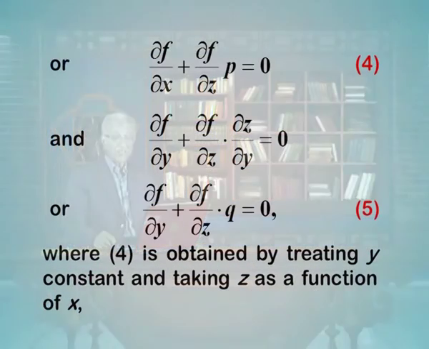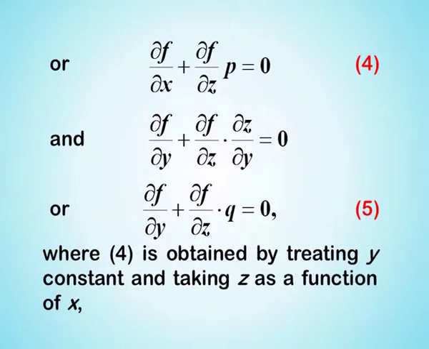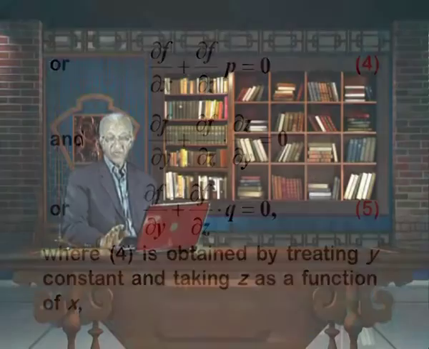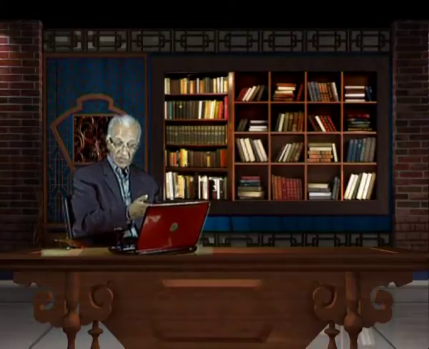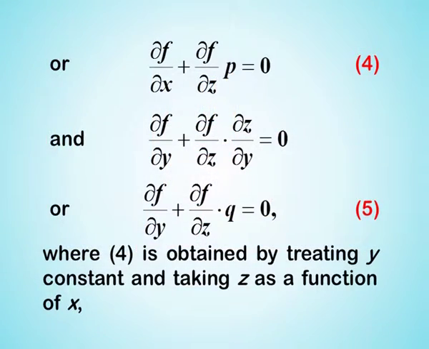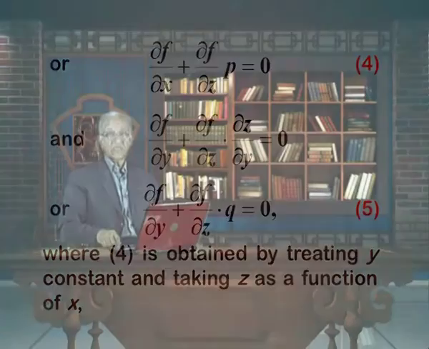Q is ∂z/∂y, meaning thereby what we have differentiated, where 4 is obtained by treating y as a constant and taking z as a function of x. Very important to note these two lines. From equation number 3 that we have obtained, 4 is obtained by treating y as a constant and taking z as a function of x. Remember, we do not take z as a constant as well. We will have to take z as a function of x. So, it becomes ∂z/∂x.